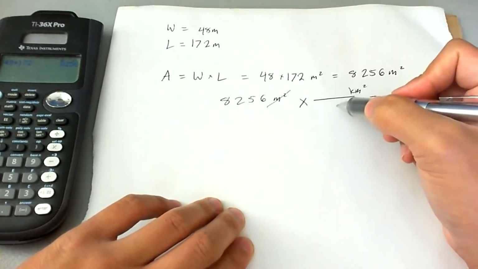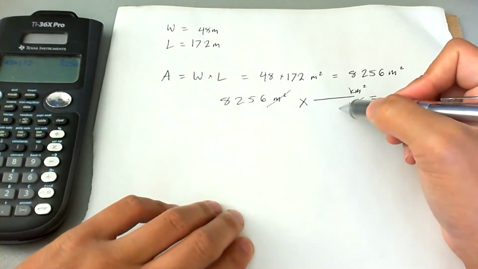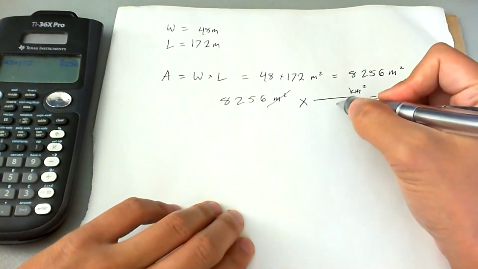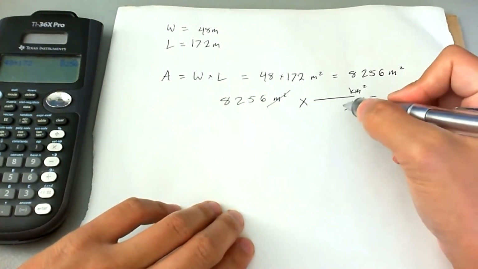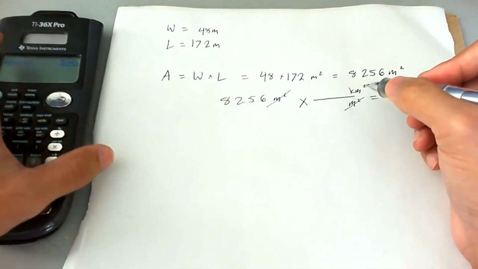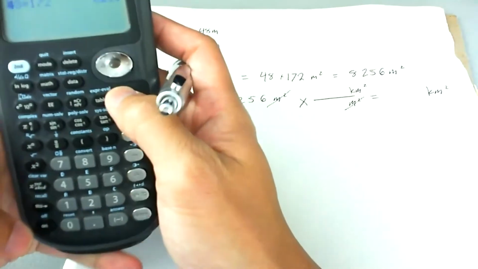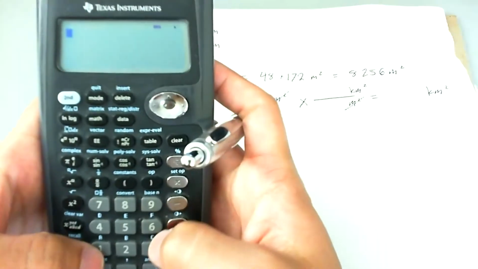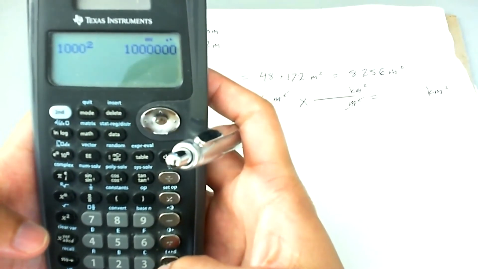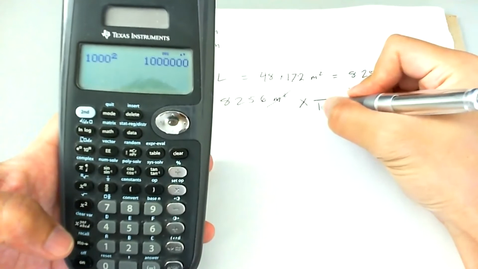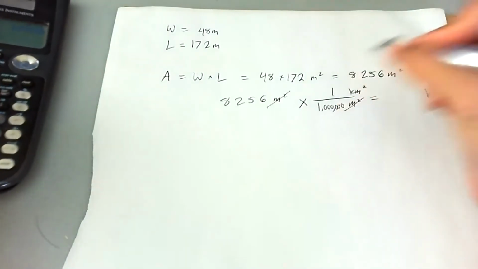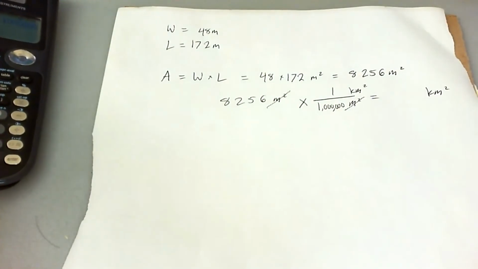So now the last step is to find out the conversion ratio from a meter squared to a kilometer squared. A meter relative to kilometer is that you need 1,000 meters to equal 1 kilometer. Now if you square it, that would be your conversion ratio from meter squared to kilometer squared. So you take 1,000, you square it, and you get 1 million. So 1 million meters squared is equal to 1 kilometer squared.